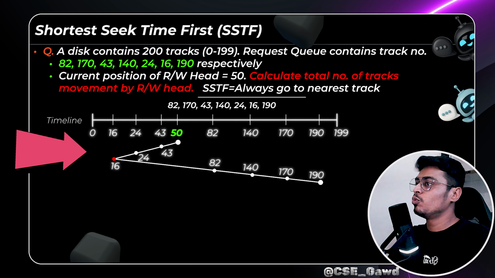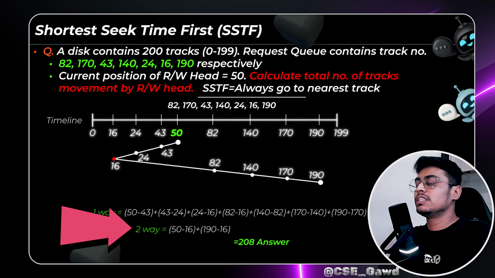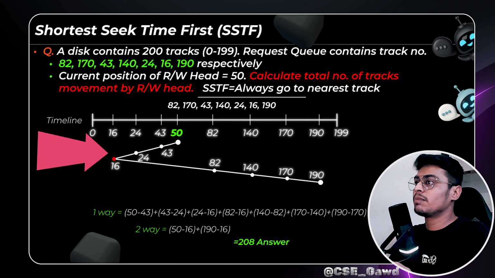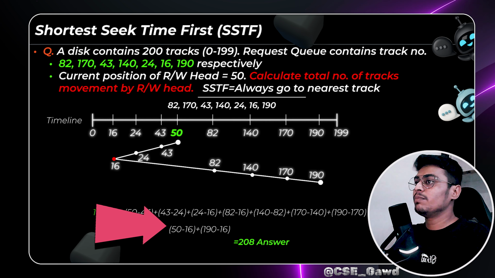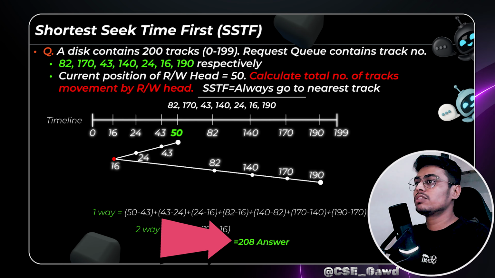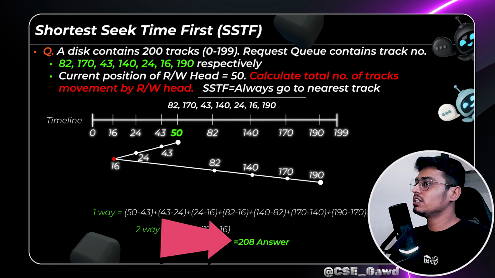To calculate total movement, it will be 50 minus 16. We will calculate it directionally. You can see in the diagram that we are moving from 50 to 16, and we are not changing any direction. So 50 minus 16 plus 190 minus 16, because we are not changing any direction. So it will be 34 plus 174, equal to 208. So this is much better than first come first serve.